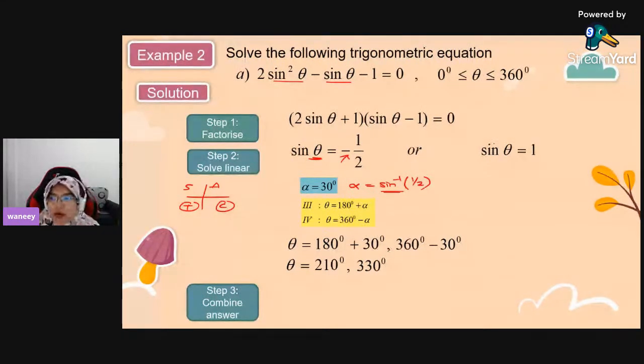Okay, so now on the right hand side, we have sine of theta equal to 1. Of course, you can also use the same formula over here. But normally for me, if I have sine theta equal to 1, for sine, right? So if I have sine theta equal to 1, if I have sine theta equal to negative 1, or if I have sine theta equal to 0, normally I'll use the graph because that is easier.